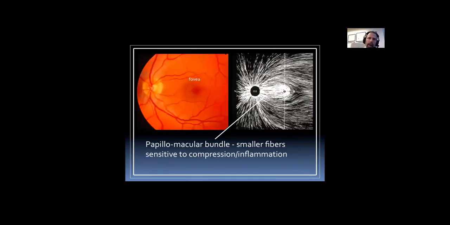So that's the basics of checking the peripheral vision. I'm going to move on to talking about what I call the 3 anatomic correlates, which I get from one of my former mentors, Dr. Steve Newman at the University of Virginia.